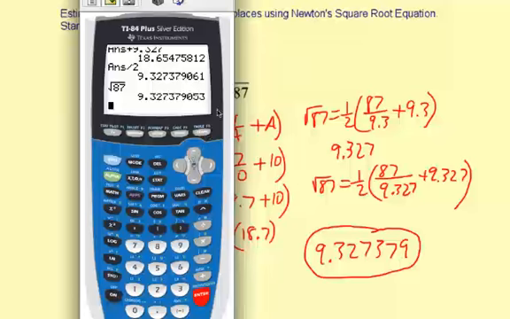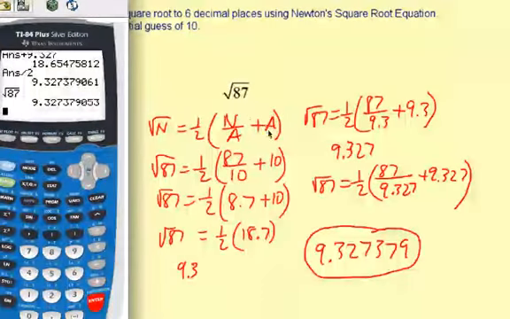Okay, so that's how Newton's square root equation works. You start off with your initial guess, put it in the formula, compare it with the actual square root, and then you maybe go through it again and again until you get the square root as accurate as you need.